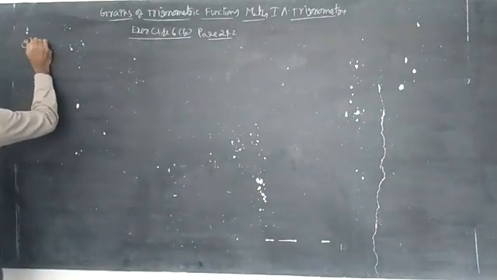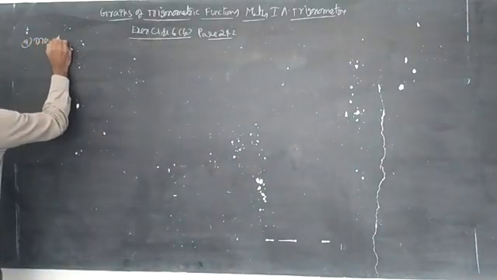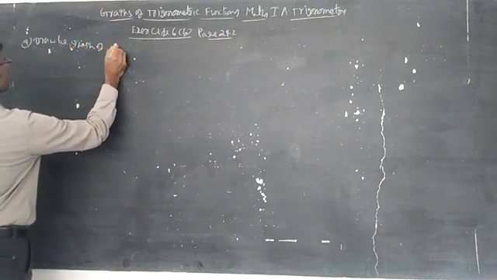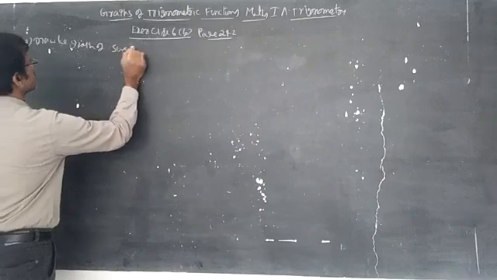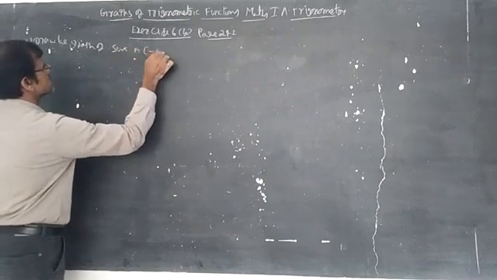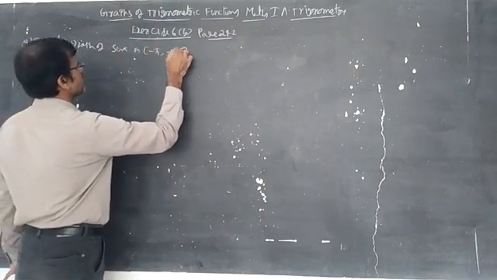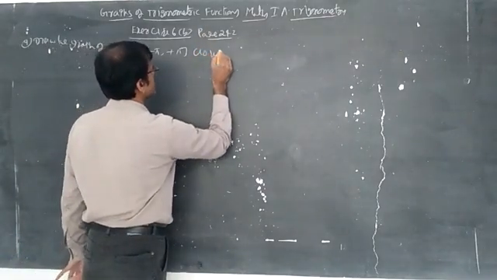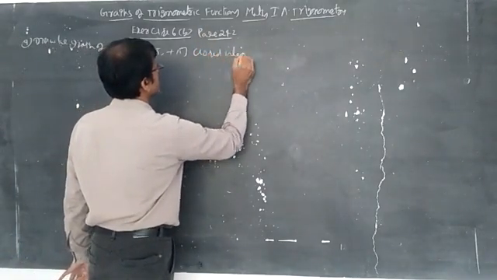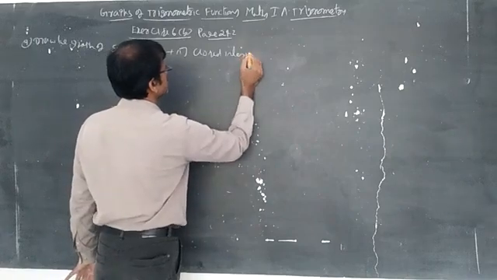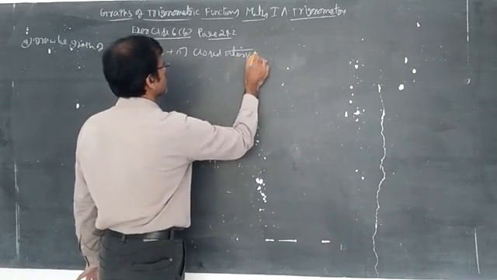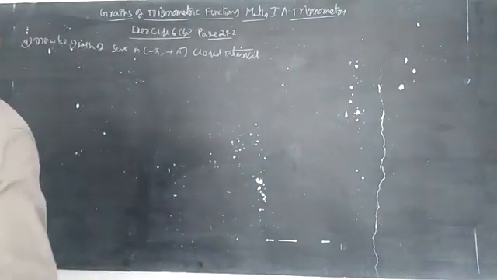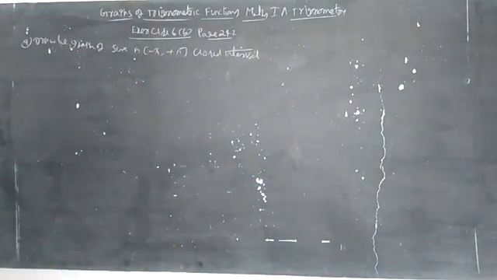Fourth question. Draw the graph of sin x in the closed interval minus pi to plus pi. Closed interval means the values minus pi and pi are included, and the values in between also exist.